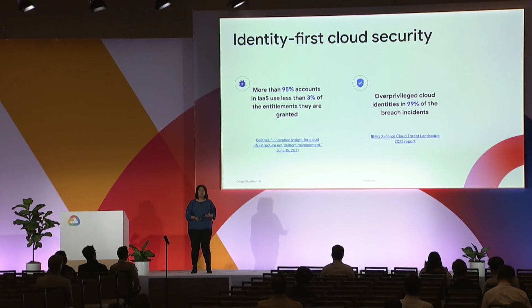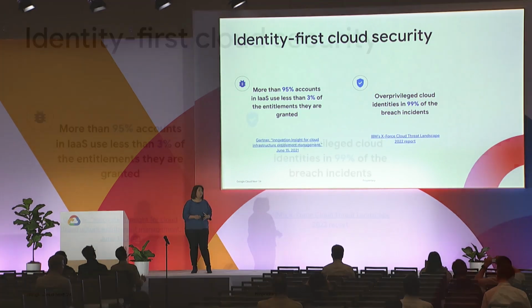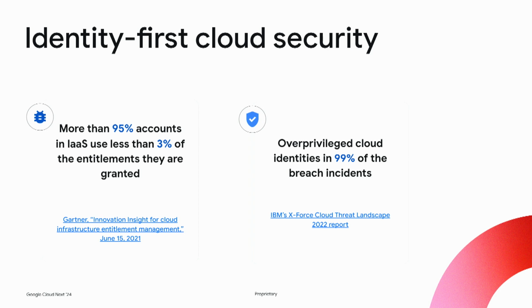Now, with the onset of ever-increasing identities, both human and machine accounts, there is also an equally exponentially increasing number of permissions that are attached to those. But in reality, only a fraction of these permissions are actually used by these identities. So if you look at the data from the Gartner report, more than 95% of the identities only use less than 3% of these entitlements. And these over-permissions and unused accounts are a security threat.